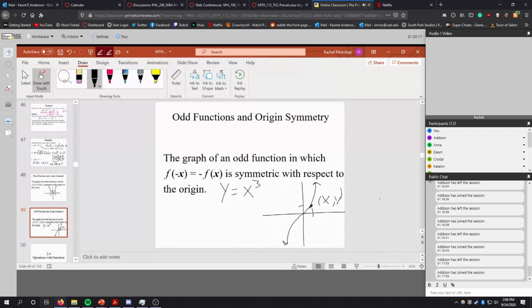So this would be xy. And if I reflected that over the origin, over 0, 0, I would get a point over here. That would be negative x, negative y. So you could just reflect that over the origin and you'll get the opposite point. That's an odd function and it has symmetry about the origin.